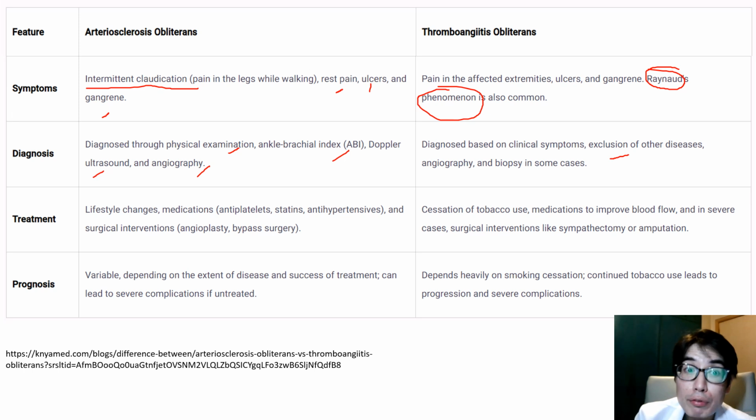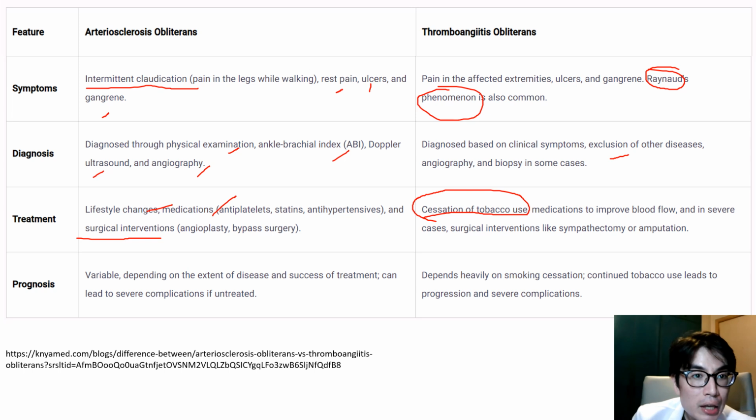The treatment for arteriosclerosis is the institution of lifestyle changes. We can pursue medications to help increase blood flow, namely antiplatelets, statins, and antihypertensives, and in severe cases, even surgical interventions. The treatment is generally the same for thromboangitis, with, of course, the increased emphasis on the cessation of tobacco use.